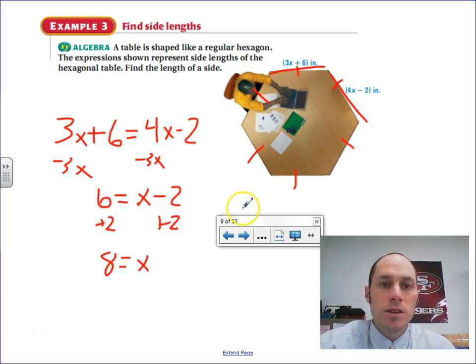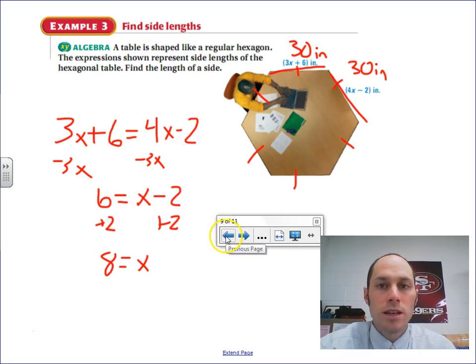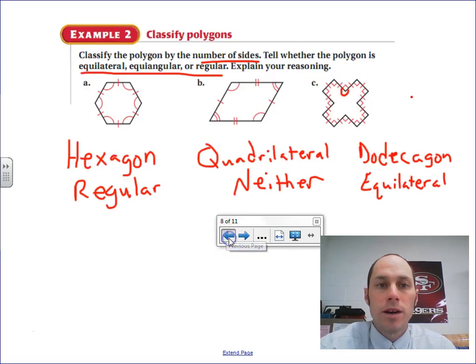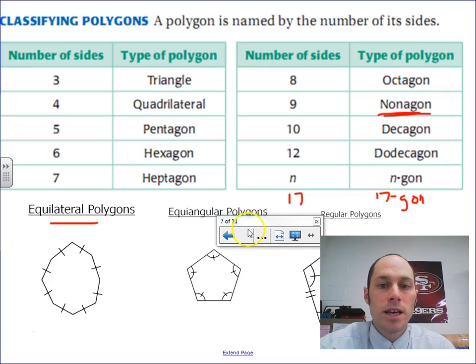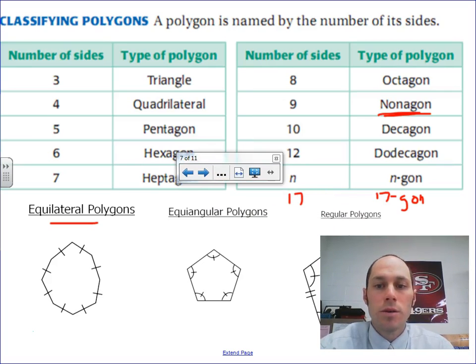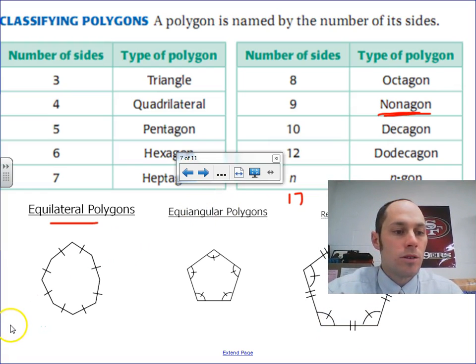It asks for side length, so I can plug it back in. 3 times 8 is 24, plus 6 is 30. That would be 30 inches. Make sure the other side is the same. 4 times 8 is 32, minus 2 is 30 inches. So I did the math correctly. They are the same. And that's all that we have for this lesson. Just getting into the definition of a polygon, talking about convex and concave polygons, identifying polygons, and determining whether they're equilateral, equiangular, or regular. So you'll do some work with that. If you have any questions, I'll take care of that in class.